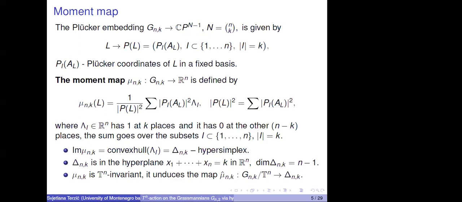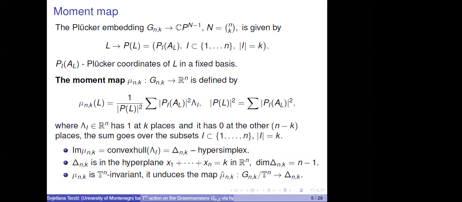To start with, I just want to recall that using the Plücker embedding of the Grassmannian G_{n,k} into the complex projective space, so using the Plücker coordinates, one can embed the Grassmannian in the complex projective space of dimension C(n,k) minus 1. And using that, there is a standard definition of the moment map on the Grassmann manifold, which maps each element L to a linear combination of the vectors lambda_I, where lambda_I are n-dimensional vectors which have 1 at k places and 0 at n minus k places.